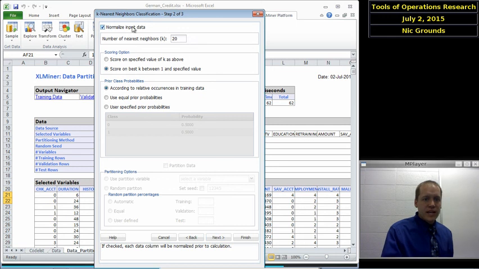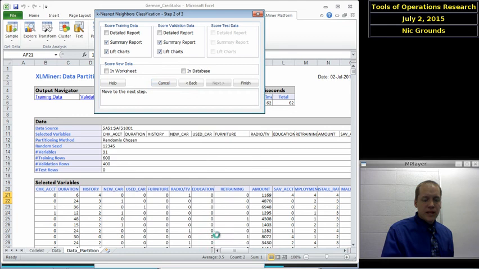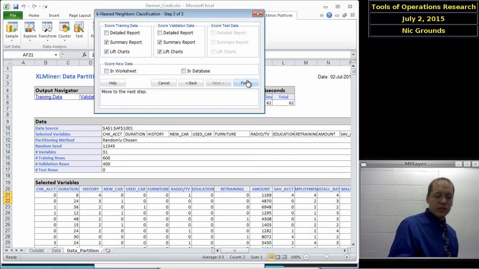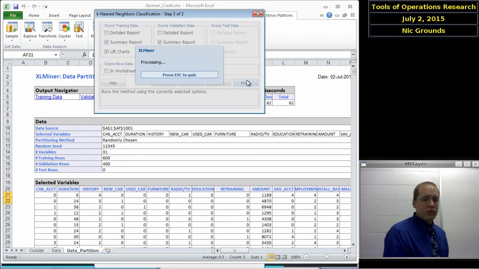So normalizing the data, we're going to do every k from 1 to 20. I'm going to say next. This last page is just going to give us options for what outputs we want to see. I'm going to leave the defaults, as generally I would expect you probably would, to summarize the report on the training data and see a lift chart for training data, as well as summarize and produce a lift chart for the validation data. So I'll show you what all that means and what it looks like once the algorithm runs.